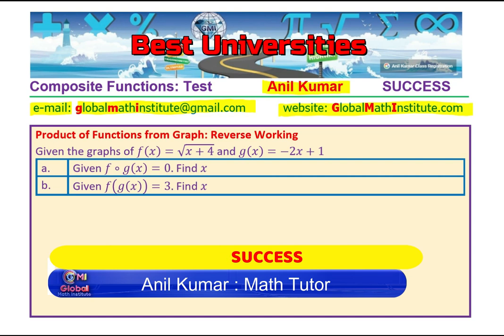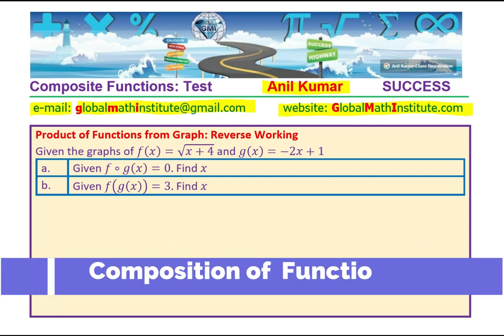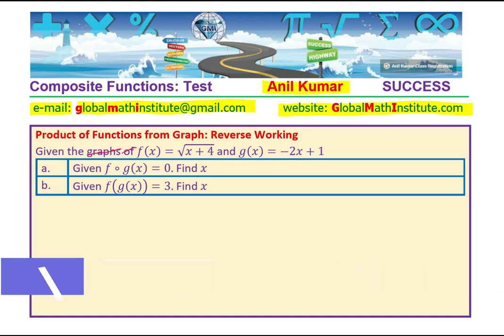Now let's look into the solution of this particular problem. The graphs are not given to us. We are given the function f of x is equal to square root of x plus 4 and g of x is equal to minus 2x plus 1. We are also given that f of g of x is equal to 0. We need to find the value of x.